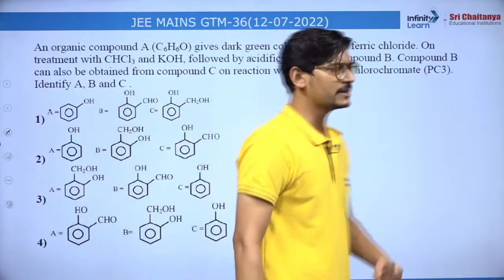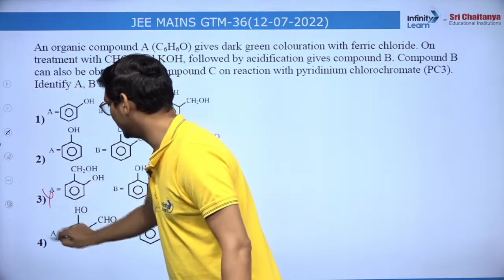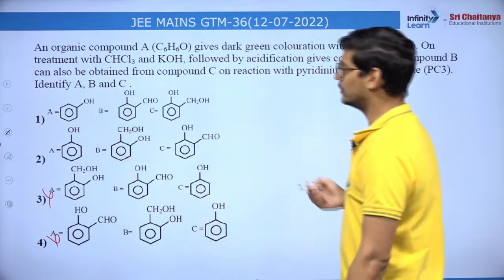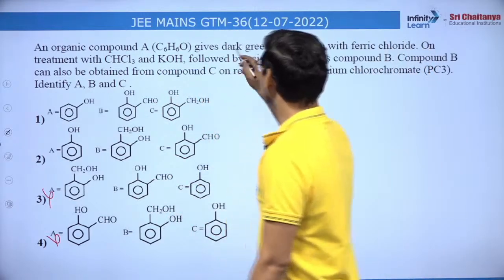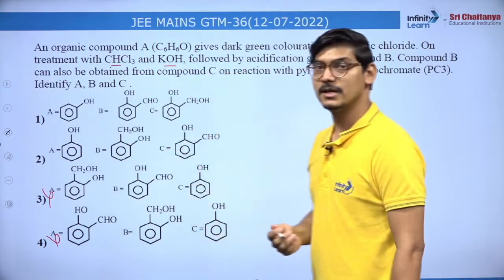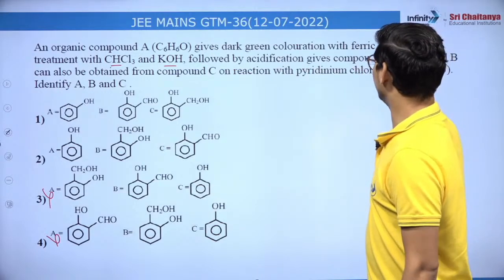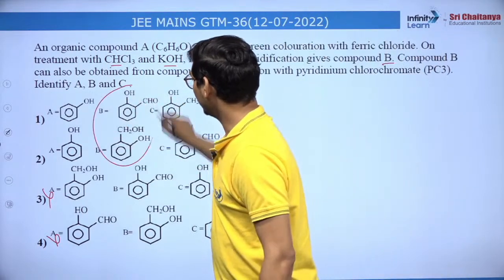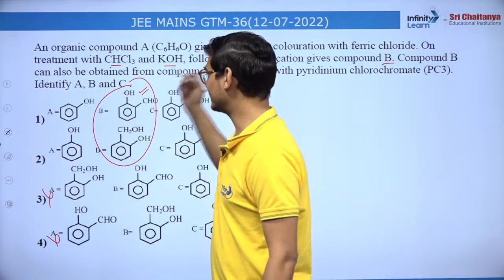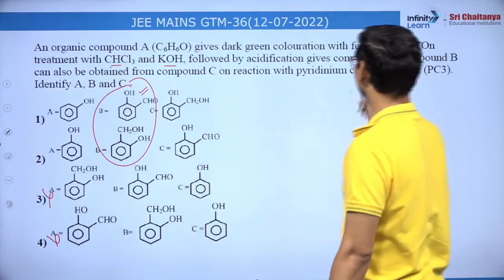Then in this question, an organic compound C6H6O. These options are eliminated because A has the molecular formula C6H6O, so it has to be a phenol or an ether, but ether is not an option here. It gives dark green coloration with ferric chloride, and on treatment with chloroform and KOH, which reaction is this? Reimer-Tiemann reaction, which gives us salicylaldehyde, followed by acidification gives compound B. This is salicylaldehyde, and compound B can also be obtained from compound C on reaction with PCC.